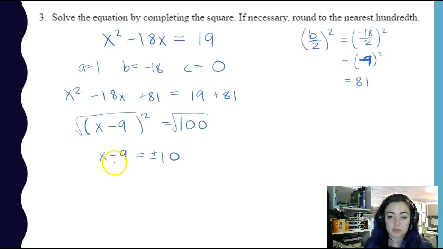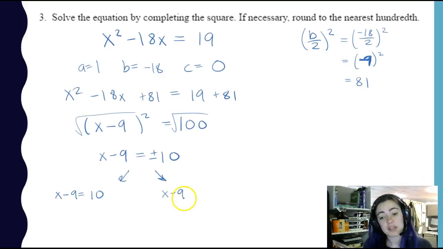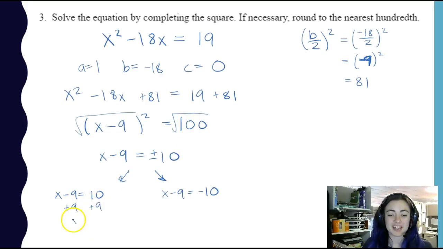So now we kind of have two options. Sometimes I rewrite them right here. I have x minus 9 is equal to positive 10, or x minus 9 could be equal to negative 10, because remember, either of those, when you square them, you get 100. So in order to solve, we add 9 to both sides. So 10 plus 9 is 19. Add 9 over here. Negative 10 plus 9 is negative 1. So our two responses are negative 1 or 19.